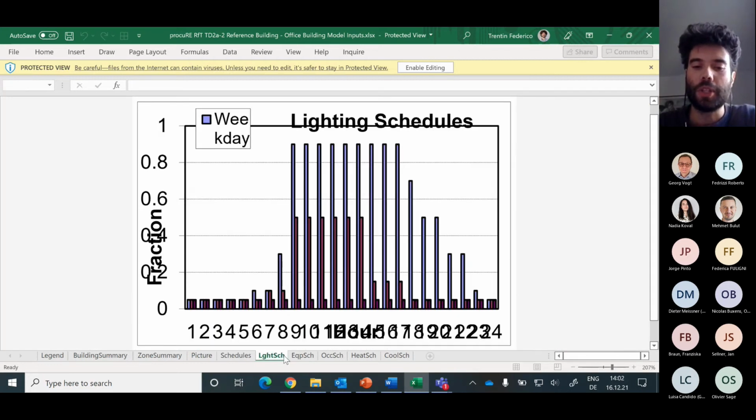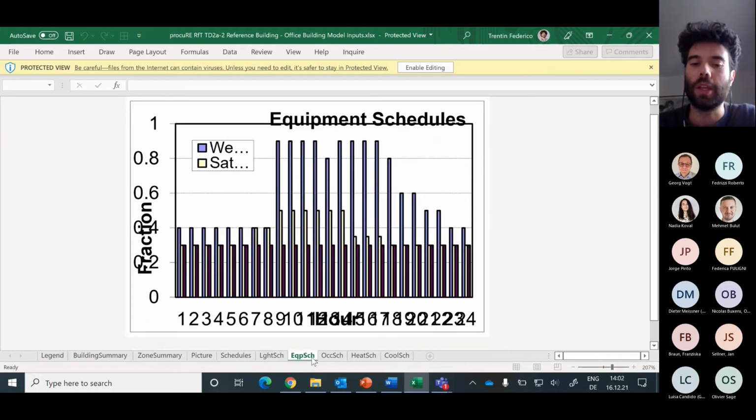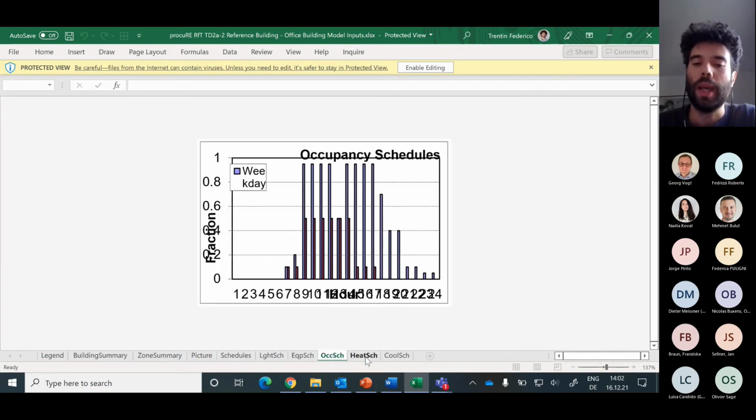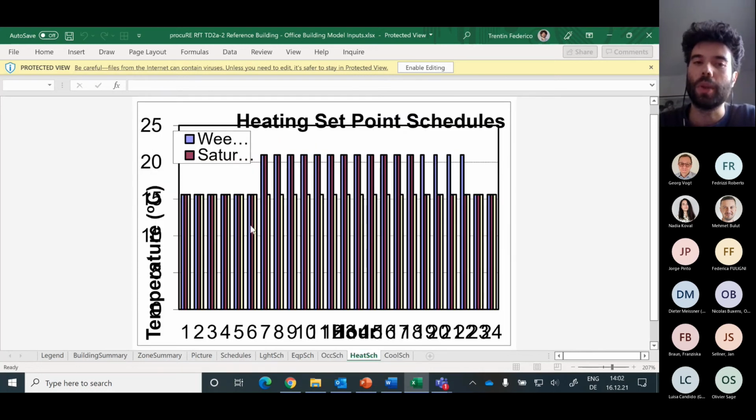Then you have simply some graphs reporting different schedules for the lighting, for the equipment, for the occupancy, and the heating and cooling set point that we already saw in the Word document. Basically, all the information taken from the Word document, or almost all, in some cases it is specified if different, are taken from this Excel file.